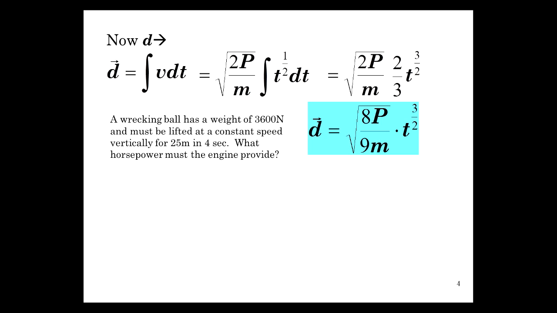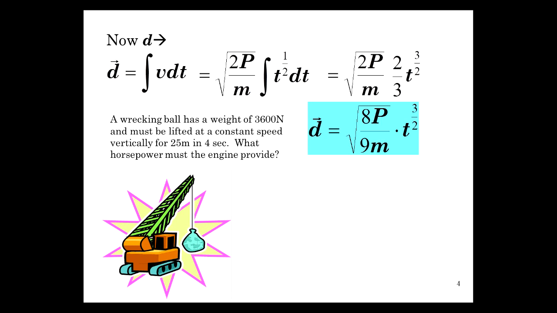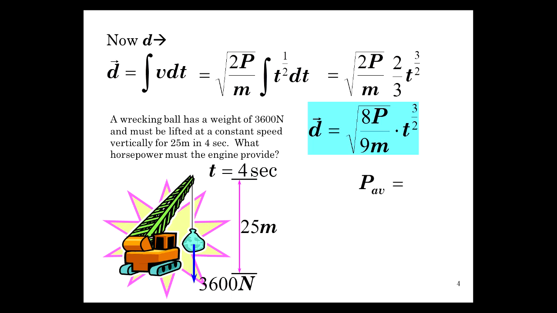This time we have a wrecking ball, 3,600 newtons, and the wrecking ball must be lifted at a constant speed for 4 seconds, and it has to go 25 meters. So 25 meters vertically raised in 4 seconds. What horsepower must the engine provide? So we have 3,600 newtons pulling down here. We have to overcome that. Move it up 25 meters in 4 seconds.